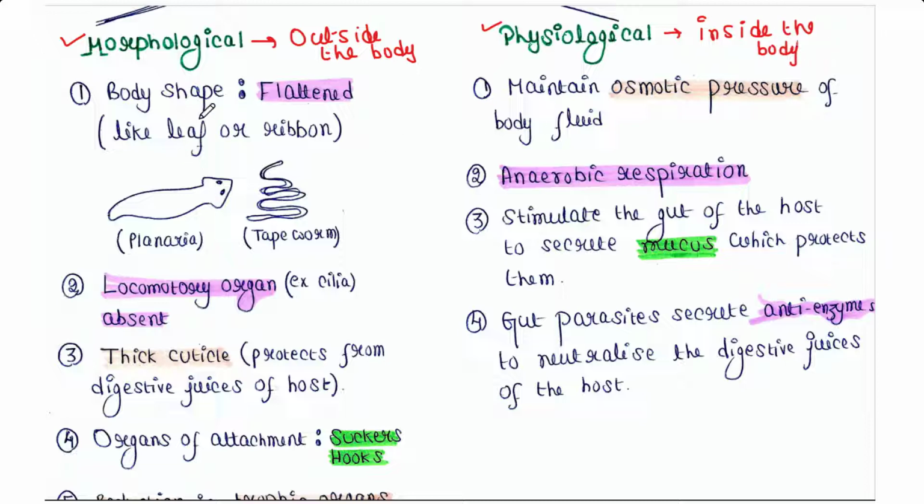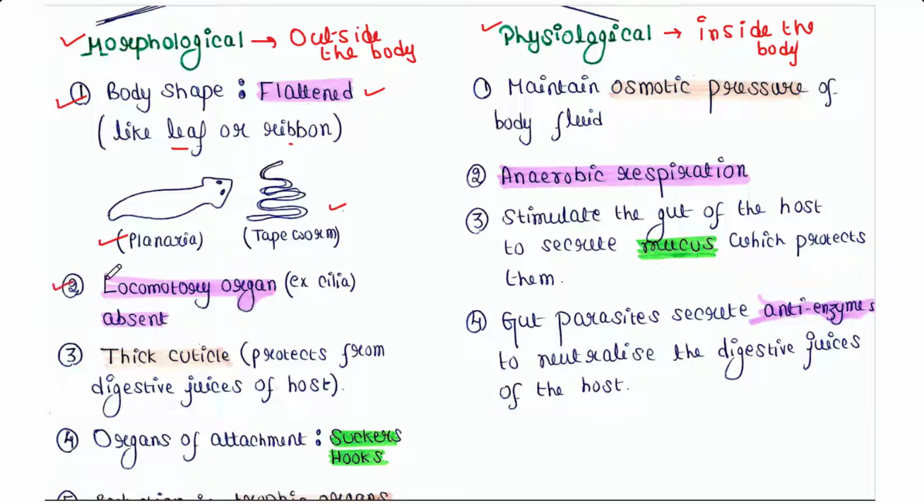Now let's talk about morphological adaptations first. So first is their body shape. Now most of them have very flattened body shape. So they have leaf-like body shape like in planaria you will get, or they have ribbon-like body shape, you will get it in tapeworm. So why they have this flattened body shape? Because it takes very small space in the body of the host animal.